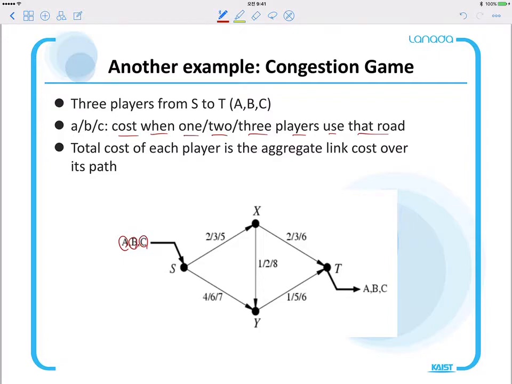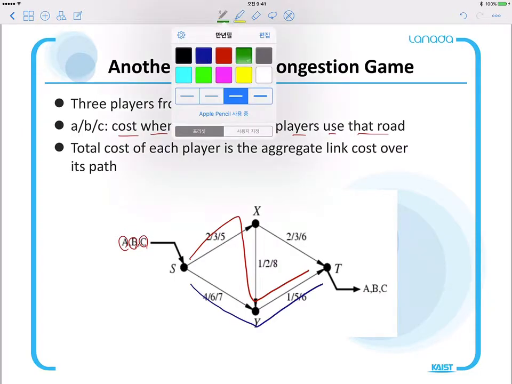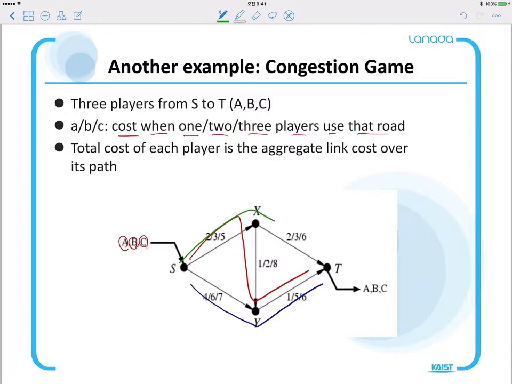For example, A chooses this path, and B chooses this path, and probably C chooses this path. And then the cost that we will experience over this link is, since we have two people, this is 3, and this is 1, and this is 1, and this is 1, and this is 1. And obviously they have a lot of choices, which means a path.